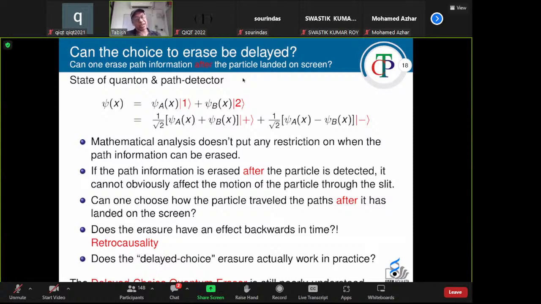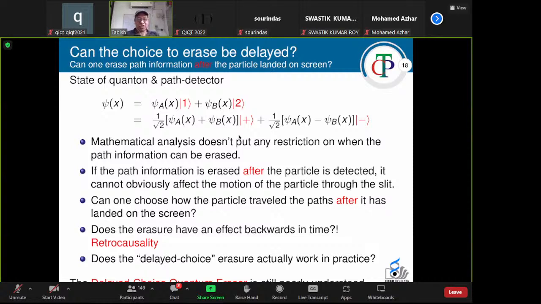Can one do that after the particle hits the screen? So the particle has gone through the double slit and hits the screen, and you can look at the path detector later and you can still decide whether you want to measure operator P or operator Q. So you can see that the state of the particle and the path detector can be written as this. The same state can also be written as this.